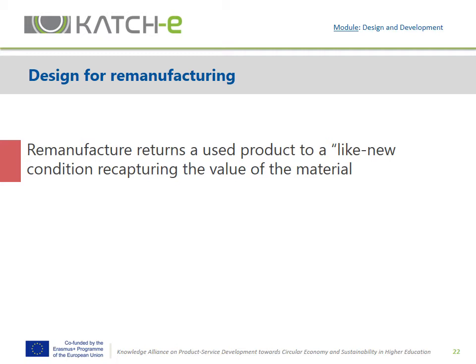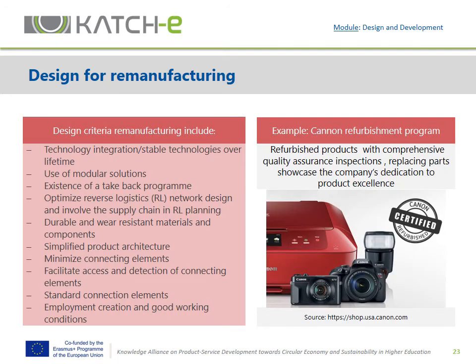Design for remanufacturing. Remanufacture returns a used product to a like-new condition. It is a process of recapturing the value of the material when a product was first produced. Remanufacturing results in the reduction of energy and material consumption and of production costs. The Canon refurbishment program is an example of this approach.